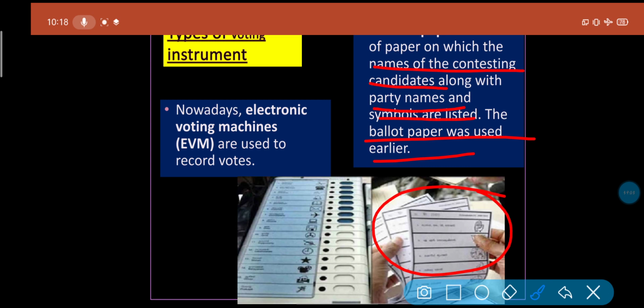And nowadays, after 2004, the electronic voting machine, that is the EVM, is used for recording the votes, where the symbols, names and buttons are there. Whomever the people want to choose, they click the button in front of that name and give their vote, and the vote is recorded after pushing that button.